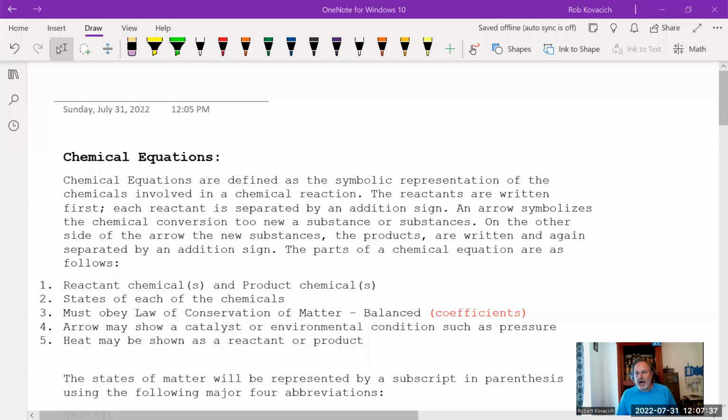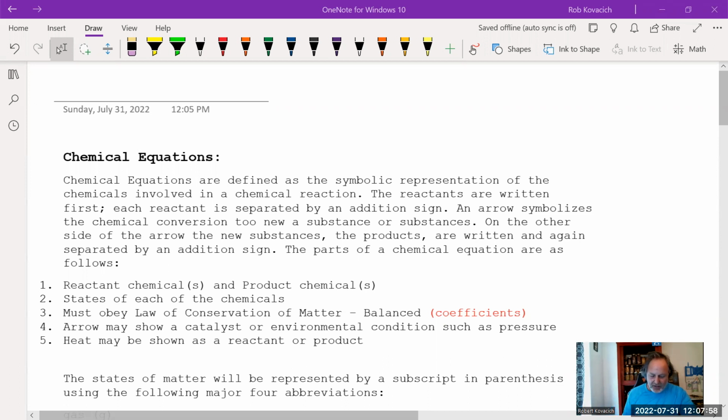Hi, this video is going to be about chemical equations, balancing chemical equations, and types of different chemical reactions. So we'll start off with chemical equations. There have been many equations that you've seen, many equations you've written, equations I've talked about, but I haven't been specific about what constitutes a chemical equation.